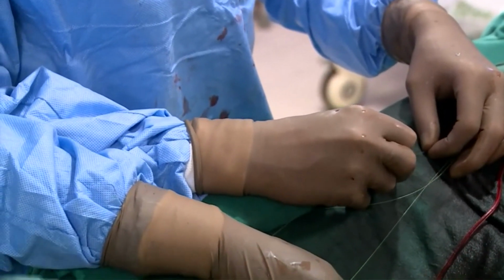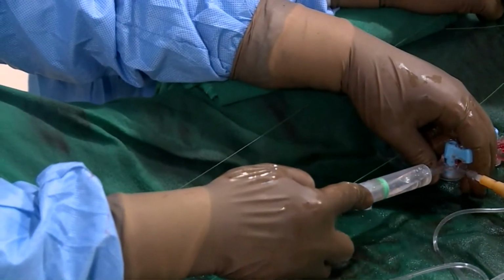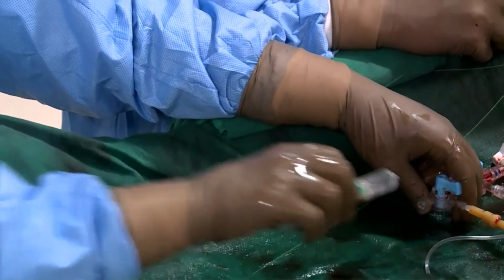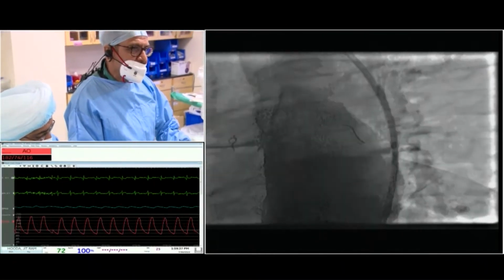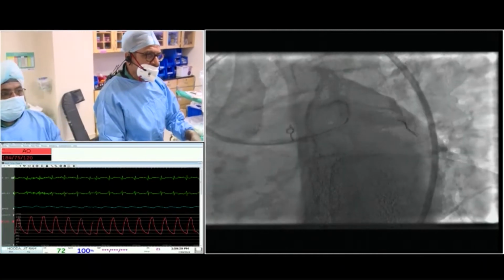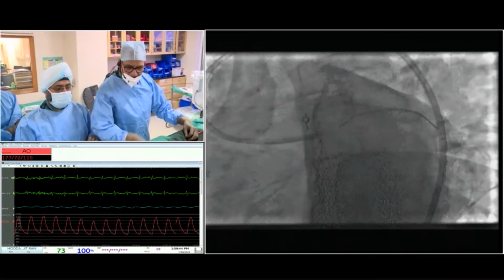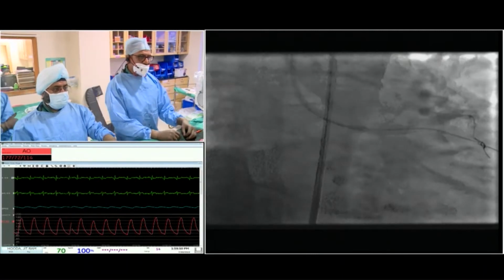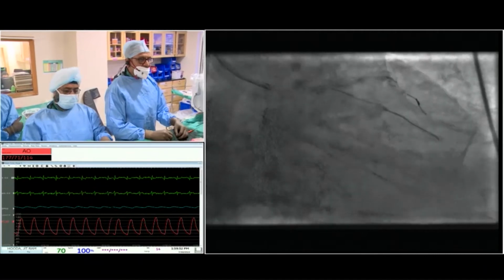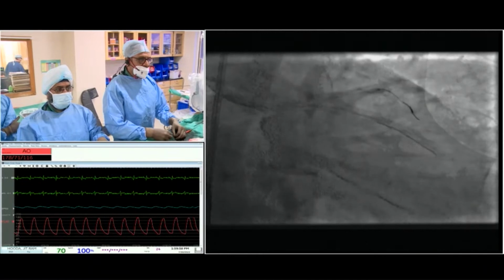Yeah, so here I'm trying to go into the circumflex, the ramus now. That's the circumflex. And a little further I have a ramus. Just don't move, Babaji. So I'm recrossing into the ramus now. Go to caudal, RAO caudal. The wire is always kept there. That gives me guidance as to where I have to cross. And now I'll remove the trapped wire from here. And as you recall, I have already pre-dilated this vessel.